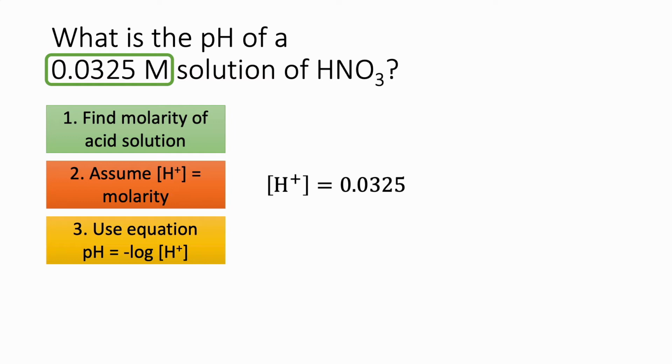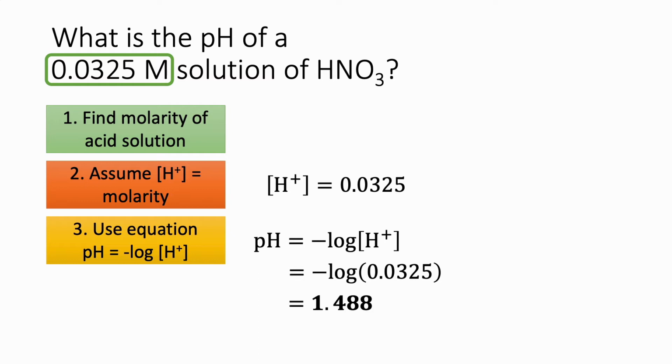So let's plug our H plus concentration into that. We get the negative log of 0.0325. So run that through your calculator. And you see that the pH is 1.488.